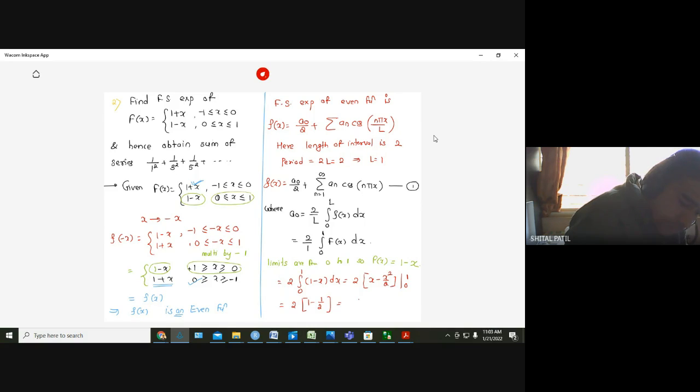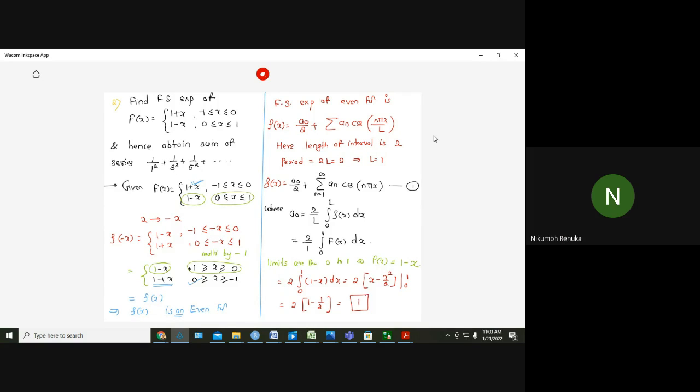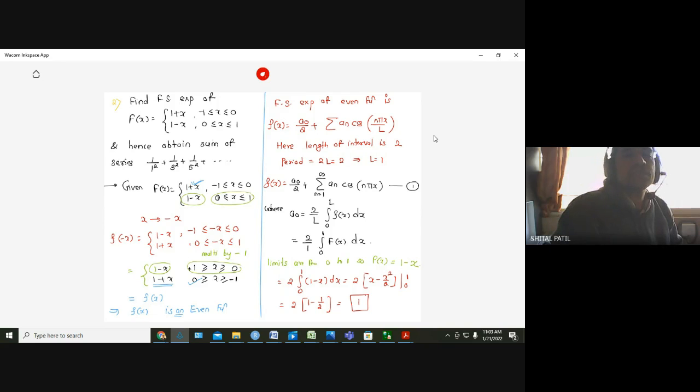So I think it is 1. I will go to the next page. Now we have to find an. Do it yourself. See whether you are able to find an.